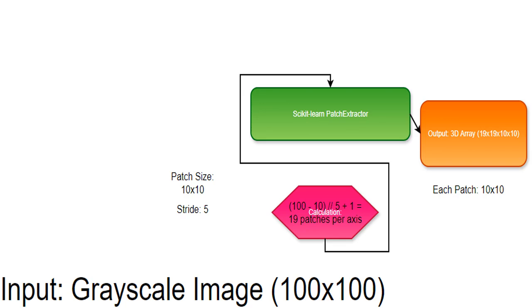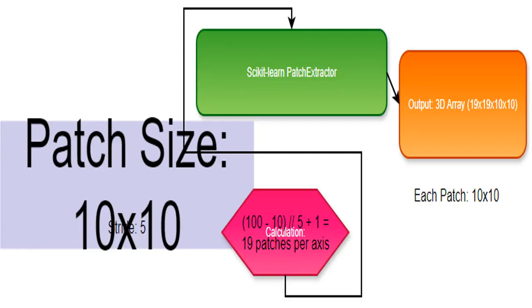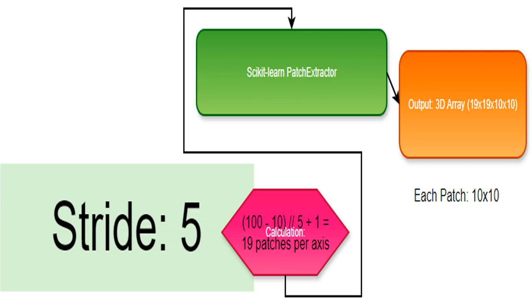Pretty cool. I'm working with a grayscale image. Think of it as a black and white picture, 100 pixels wide and 100 pixels tall. I want to divide this image into smaller squares, each 10 pixels by 10 pixels. These squares are my patches. I'll slide the 10 by 10 window across the image. Instead of moving it 1 pixel at a time, I'll move it 5 pixels at a time. This is my stride. Think of it like taking steps of 5 pixels.